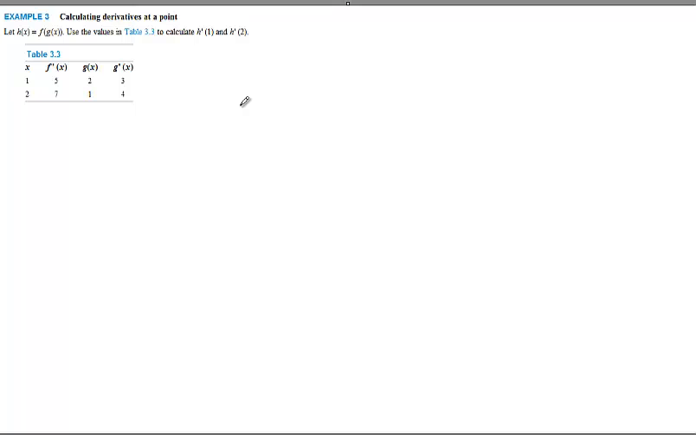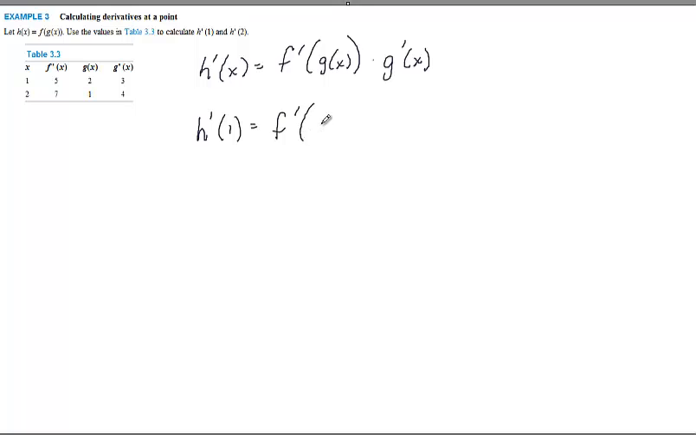Next, we've got a table. We don't get a function, but we're supposed to calculate h prime. So h prime of x is going to be, take the derivative of the outside, f happens to be the outside in this case, leave the inside alone, times the derivative of the inside. So if I need to find h prime of 1, that's going to be f prime of g of 1 times g prime of 1.